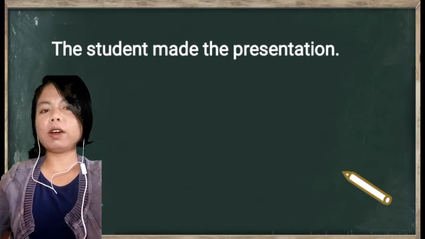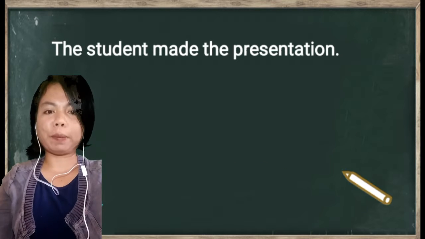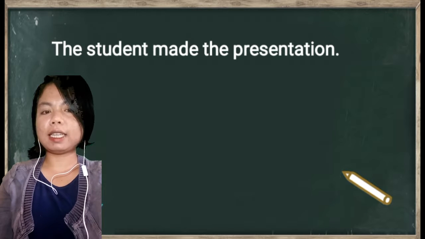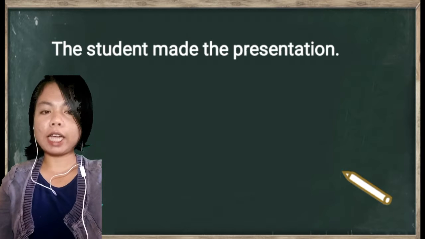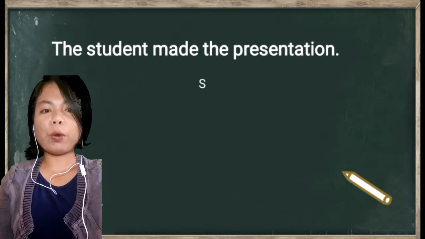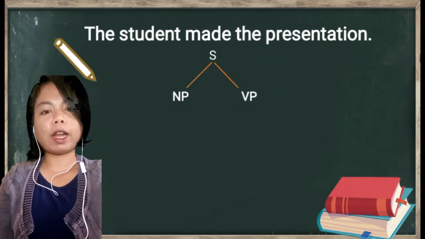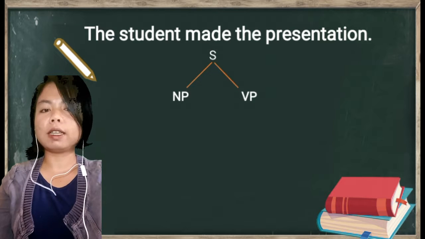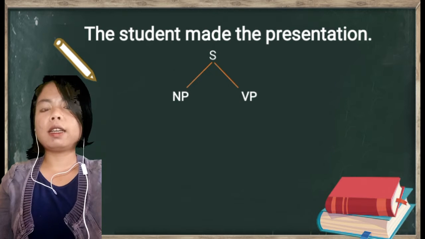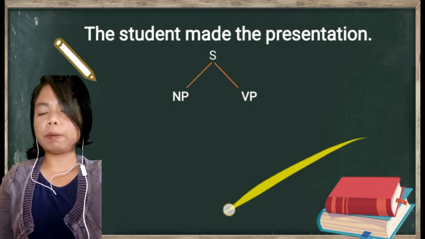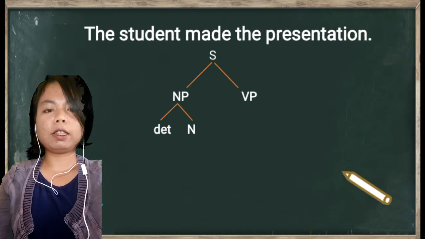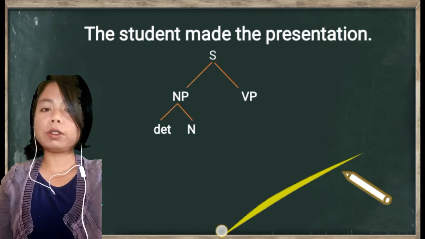Let us proceed on our first example. The sentence is, the student made the presentation. Let us start by putting an upper letter S, which is a symbol of the sentence. And then let's divide the sentence into a noun phrase and a verb phrase. The noun phrase is divided into the determiner and the noun. The determiner is the word the, and the noun is the word student.